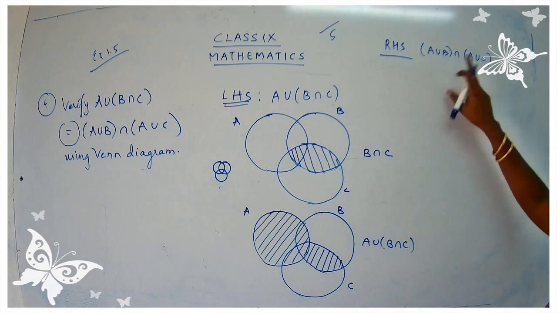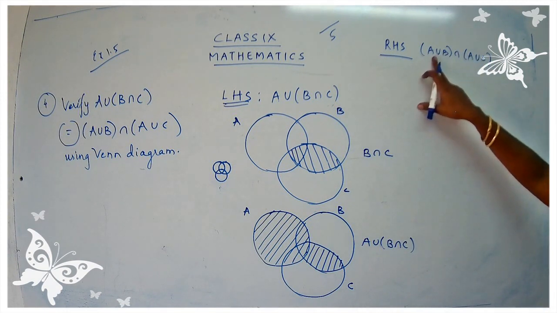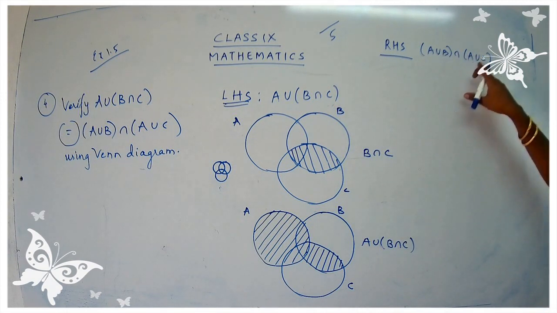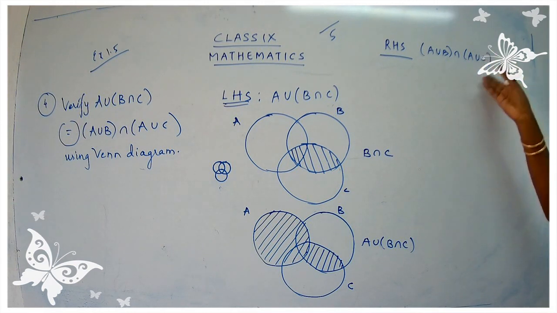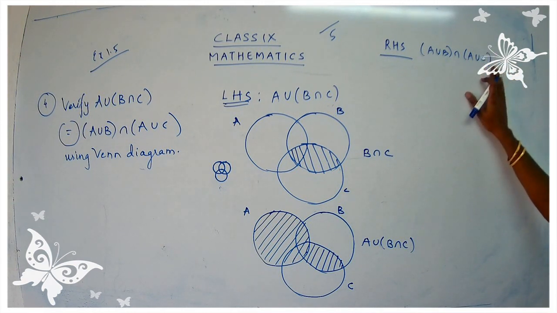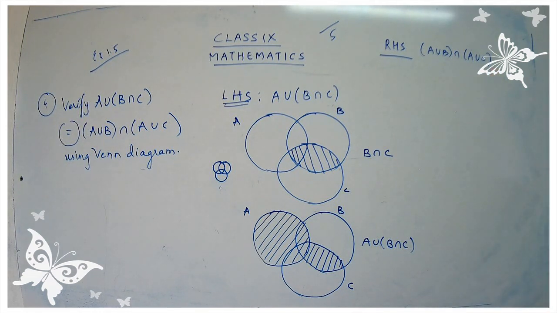Now here we have 2 brackets. Yes? So first of all, I am going to find A union B. And then I will find A union C. And then I am going to combine the given part. I hope you would be clear with this. Okay, let's start with the work. A union B.